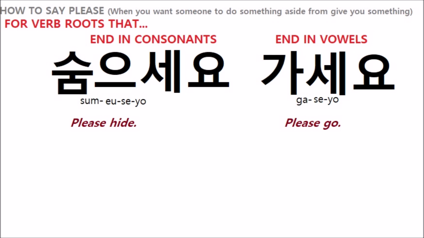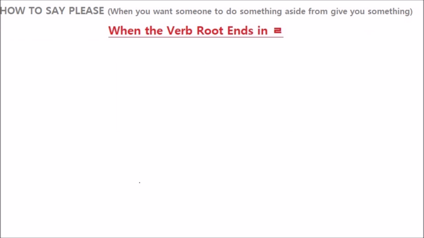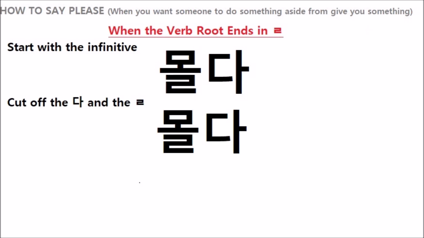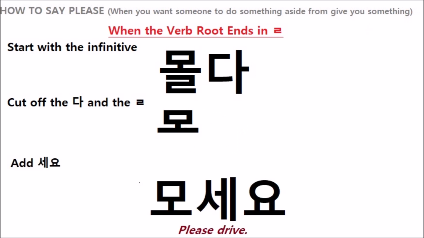Also, something very special happens when you have a verb root that ends in rieul, the Korean L sound. You have to remove the rieul and then add seyo. For example, molda, to drive. You cut off the da and the rieul, and then you add seyo to make moseyo, please drive. And that is one way to ask someone to please verb.